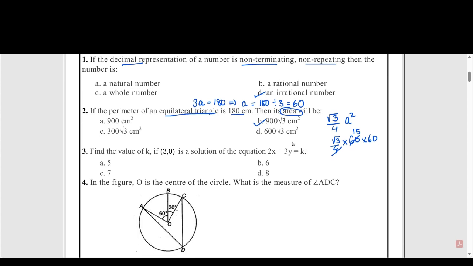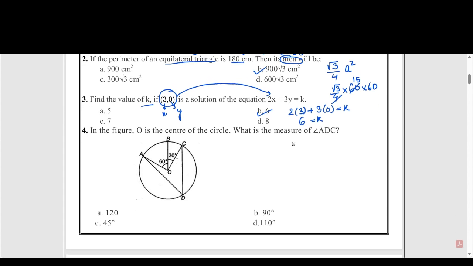Next, question number 3, find the value of k. When solution is given, then you can easily substitute the value in the equation. So replace x by 3 and y by 0. Try to put brackets when you are substituting any value. 3 into 2, 6. This will give you 0. Hence, k is equal to 6.